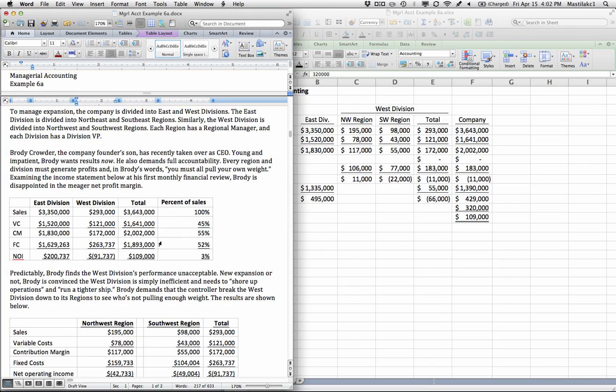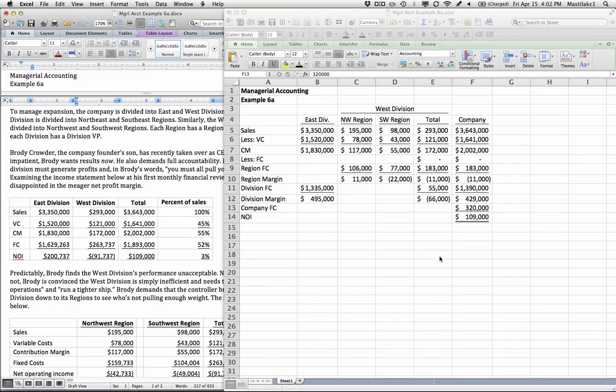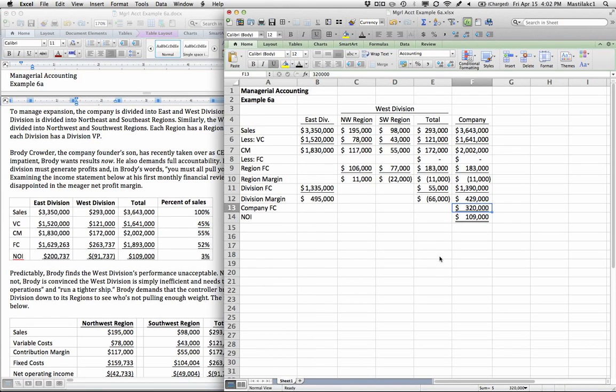So Brody Crowder needs to learn a little bit more about accounting and probably needs a little bit more humility too. So that's managerial accounting example 6A.